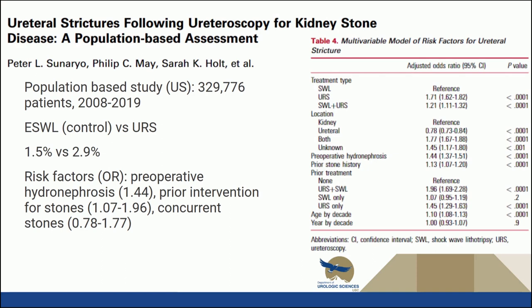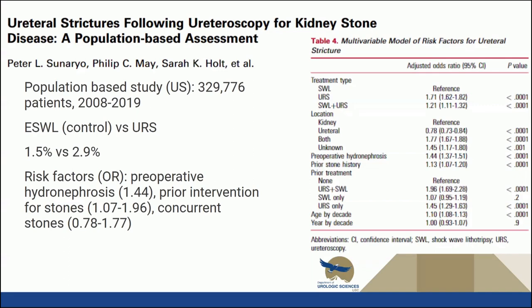And so, looking at a broad, large population-based assessment, this study was published in 2020, looking at American cases of ureteroscopy for kidney stone disease. The study is retrospective, looking at 2008 to 2019, in which almost 330,000 cases had been collected. They compared extracorporeal shockwave lithotripsy versus ureteroscopy, and used shockwave lithotripsy as a control, basically as a way to isolate stone-related factors for stricture formation without direct instrumentation of the ureter.